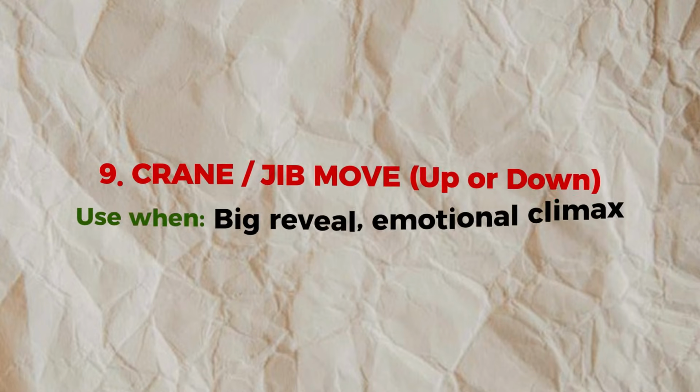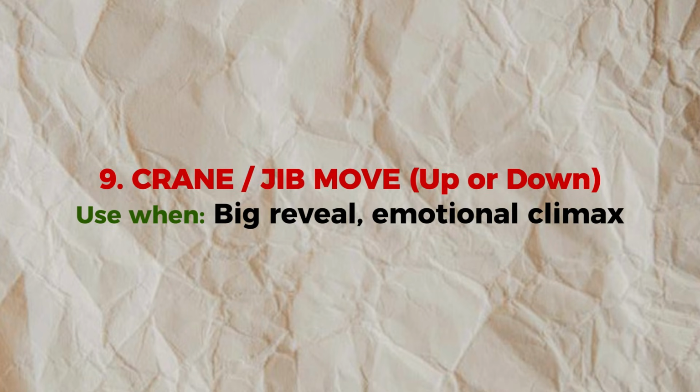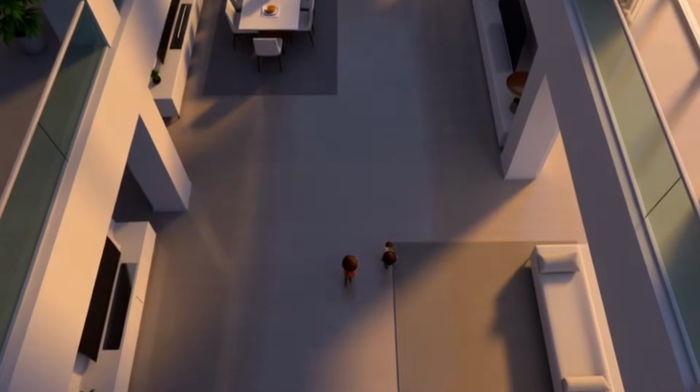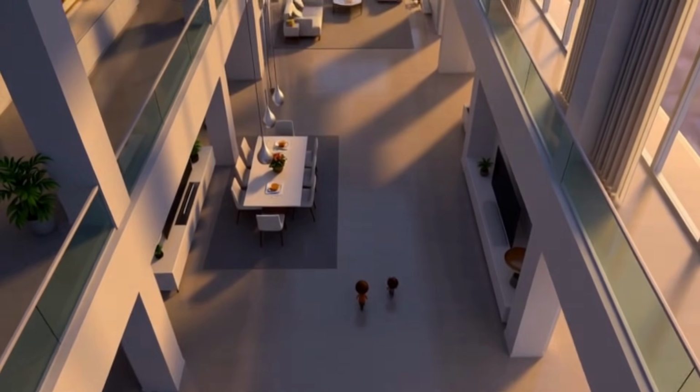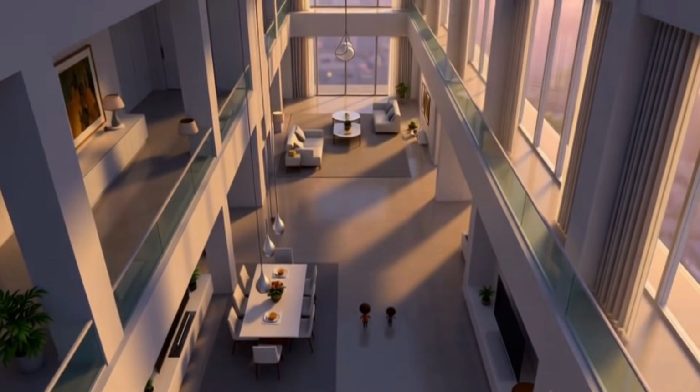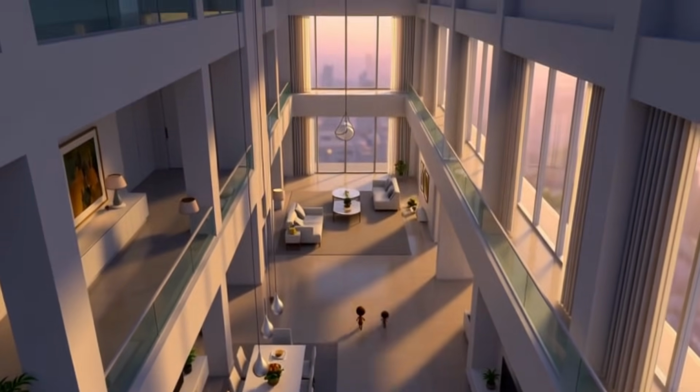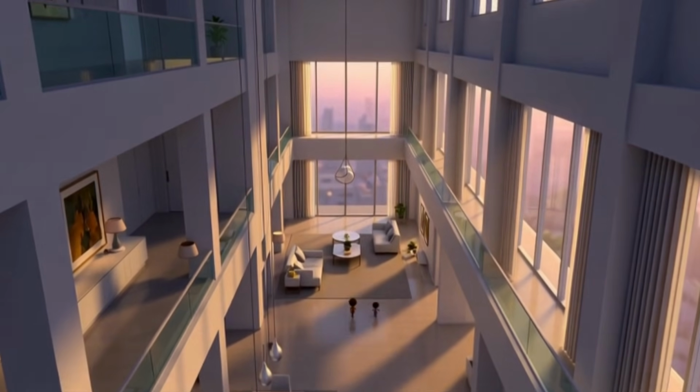Then the next one, which is the number 9, we have the crane or the jib movement. So this one, you use this when you want to show scale or destiny, a big reveal or an emotional climax. That's when you use this kind of camera movement.